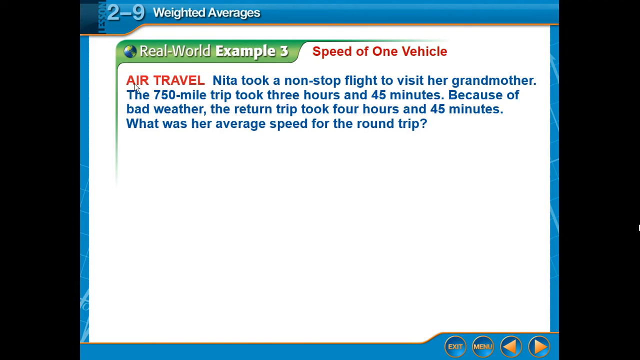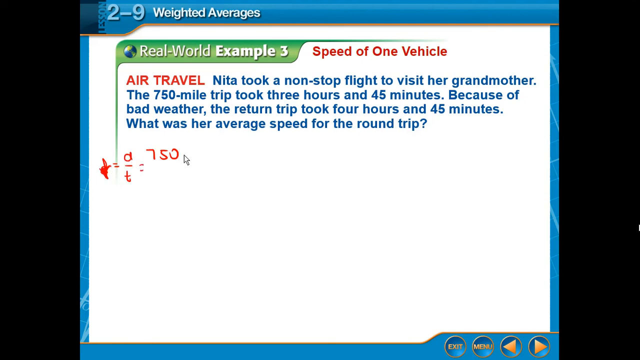So we want to figure out her average speed for the way there, and then we want to find her average speed for the way home, and then we can use a weighted average to do that. So 750 miles, and she did that. Remember, distance equals rate times time, so rate equals distance over time. We'll do it that way because we're trying to find the speed.